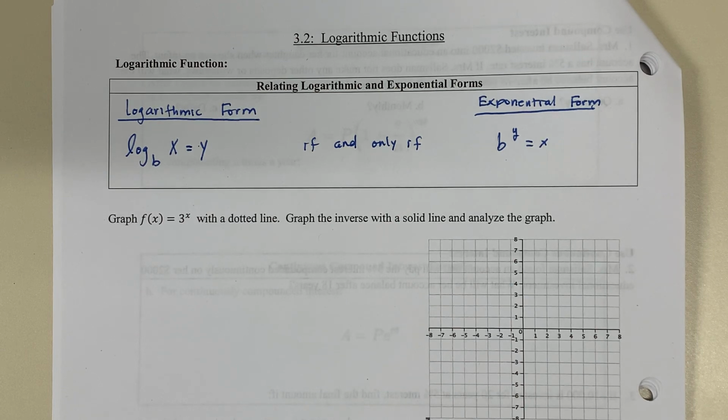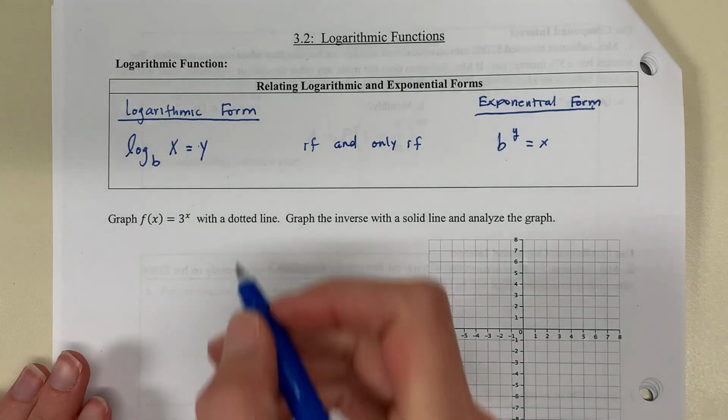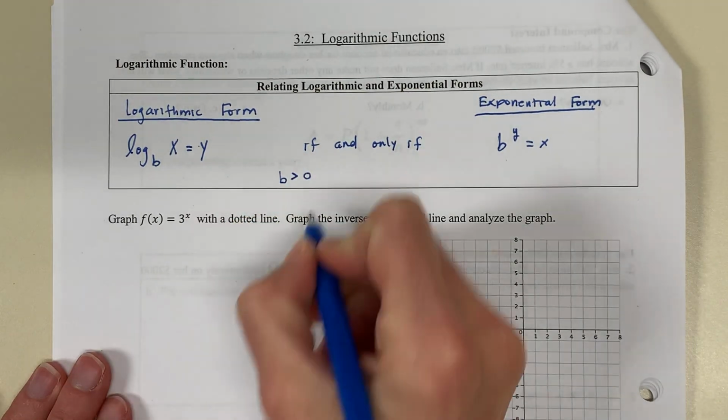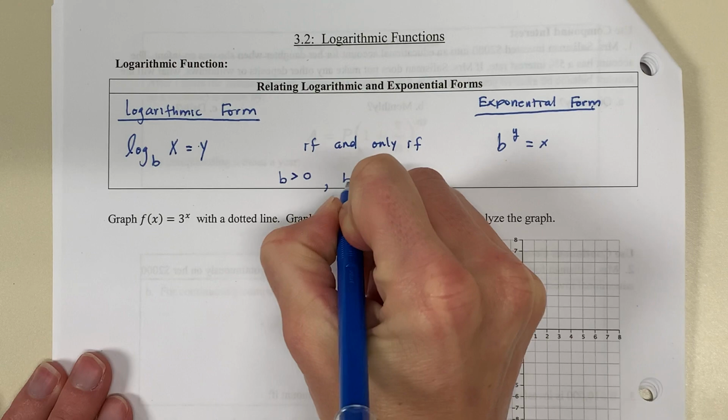Logarithmic form is log base b of x equals y if and only if b to the y power equals x, which represents our exponential form. b is both the base of the log and the base of the exponent. b must be greater than 0, but cannot equal 1.